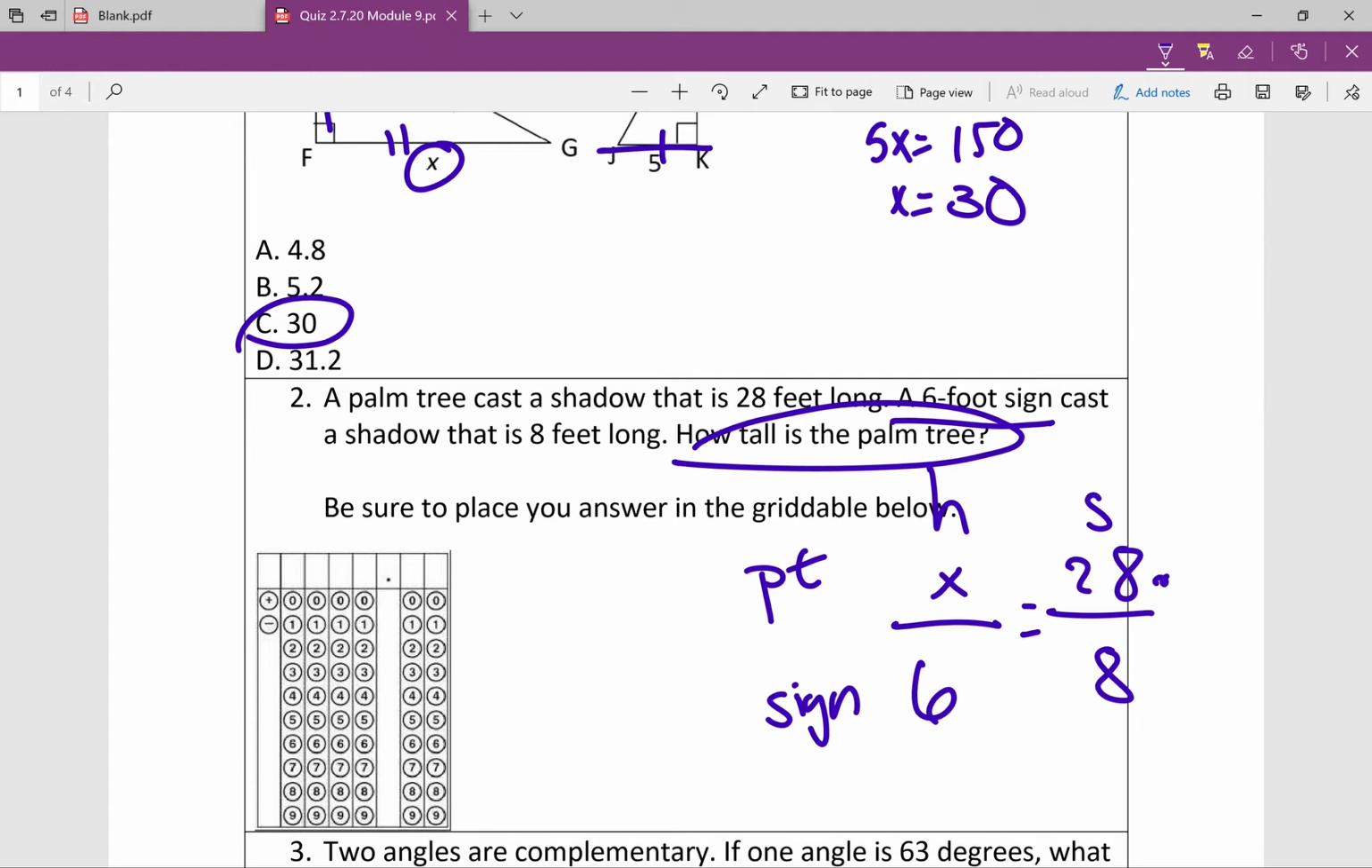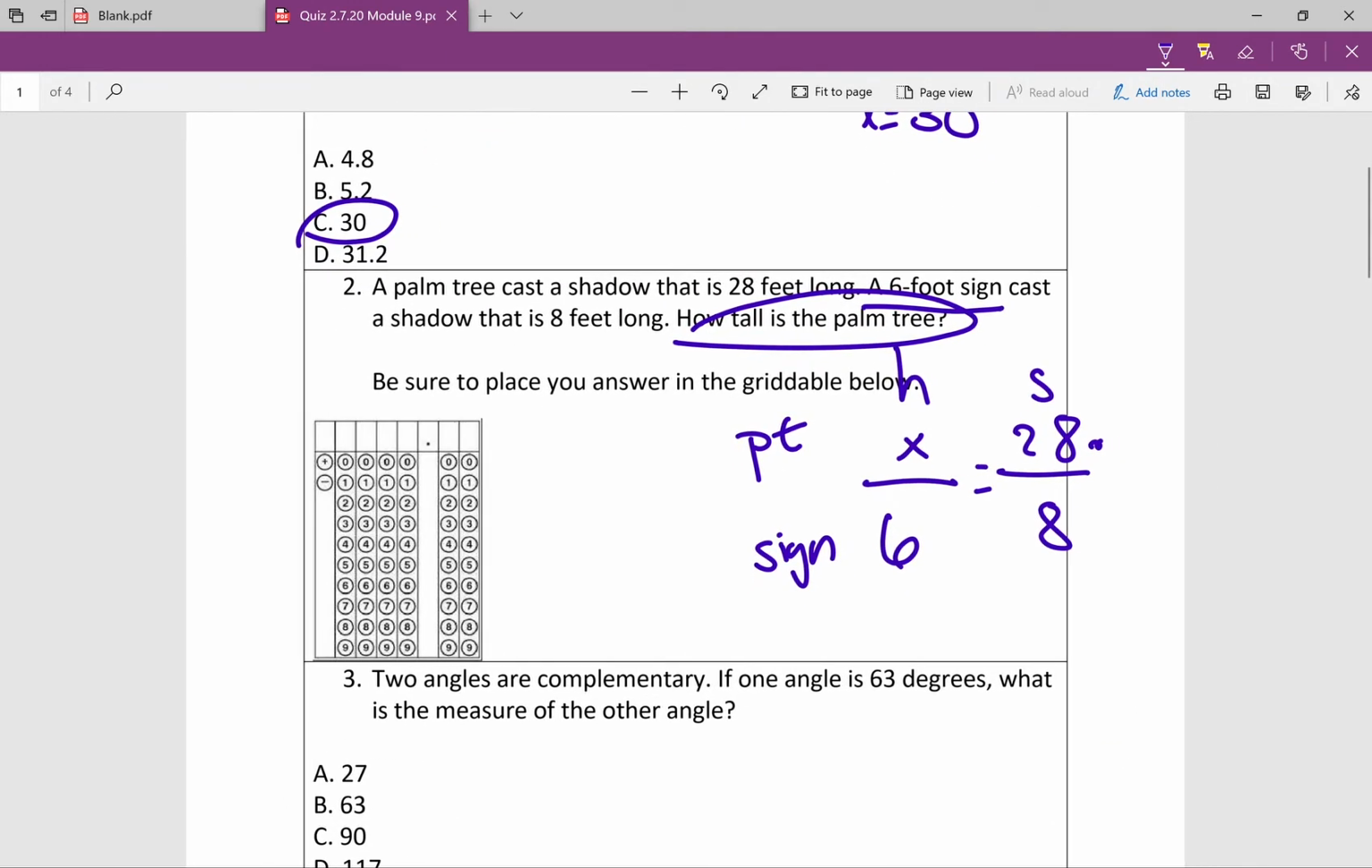First of all, I gotta see if I can multiply 6 by something to get 8, or 8 by something to get 28. If I can't, I have to do cross product. So this is gonna be 8x equals 28 times 6, which is 168. And then I divide by 8, so x equals 21. 2, 1. That's the answer.